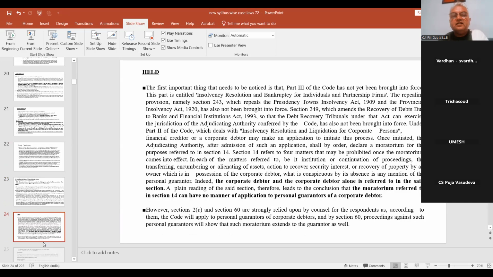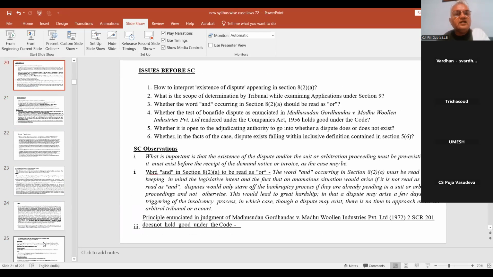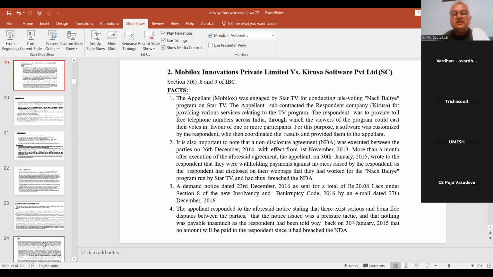So, I think accordingly, you can ask yourself, because as soon as you read this Mobilox Innovations case, dispute automatically comes. But the examiner might ask you something different. So, we have to remember the other things also. So, the scope of the tribunal was also discussed.